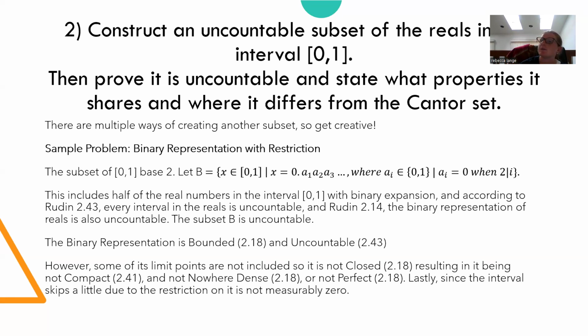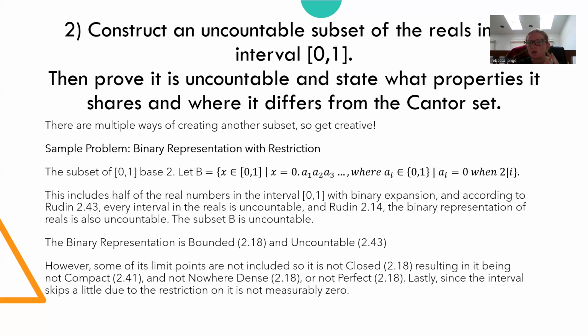Instead, find something that's uncountable. So think about how you can manipulate the Cantor set to give you something new. There's a lot of ways you can do it. Once you find your new set, make sure it's uncountable. If you're not sure if it's uncountable, that's fine. You have to prove it anyways. So in the proof, you'll figure out if you did it right or not. And then state the properties that are shared with the Cantor set.